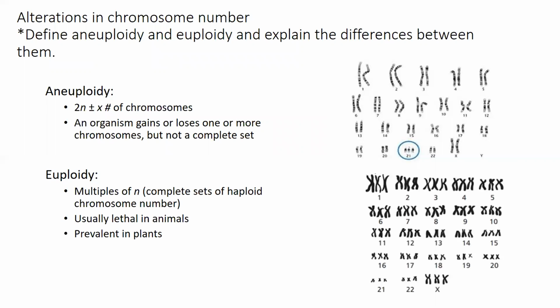Whereas in euploidy, you have multiples of the complete sets of haploid chromosome numbers. It's typically lethal in animals, but you can see it a lot more in plants. So in this case, this would be an example of euploidy because you have more than one set of chromosomes, okay?